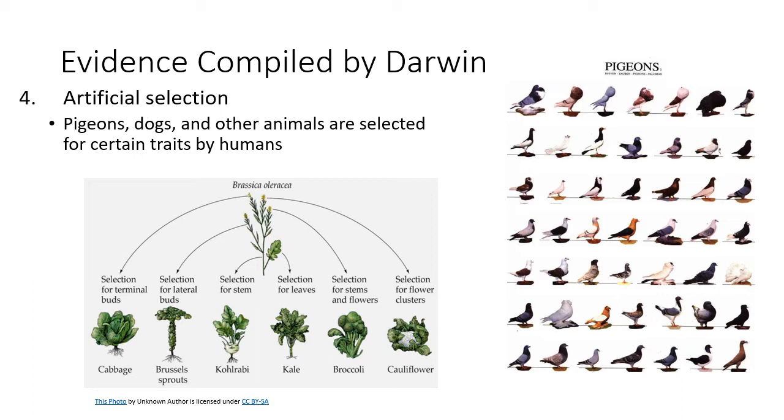Other examples of this include the wild plant Brassica oleracea, which has been domesticated in many different ways to produce different types of vegetables that we eat, but they're all the same plant. So cabbage, Brussels sprouts, kohlrabi, kale, broccoli, cauliflower, these are all the same plant. They've just been selected in different ways to emphasize different traits that we use for different foods.